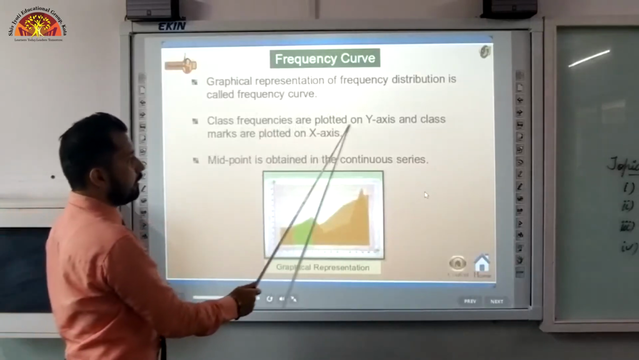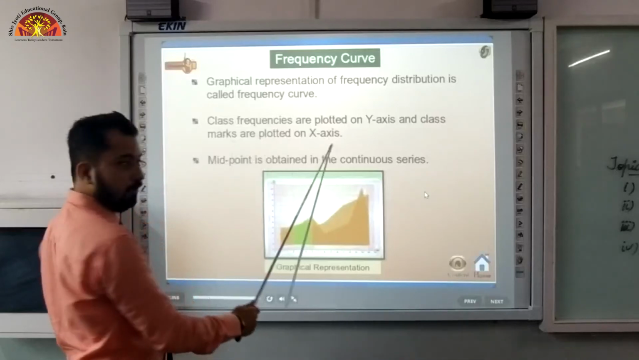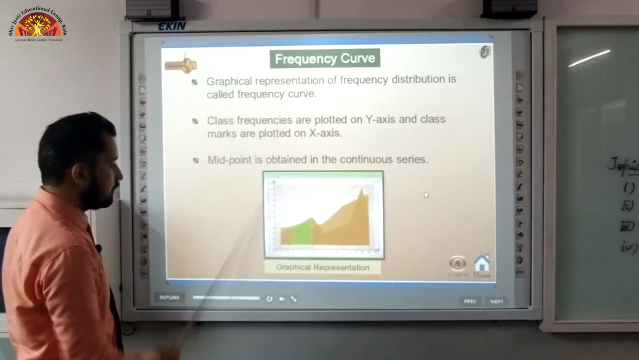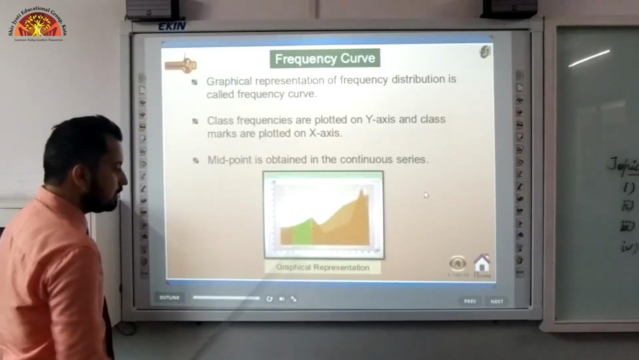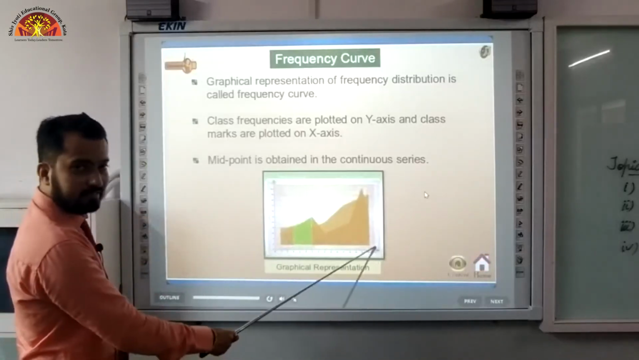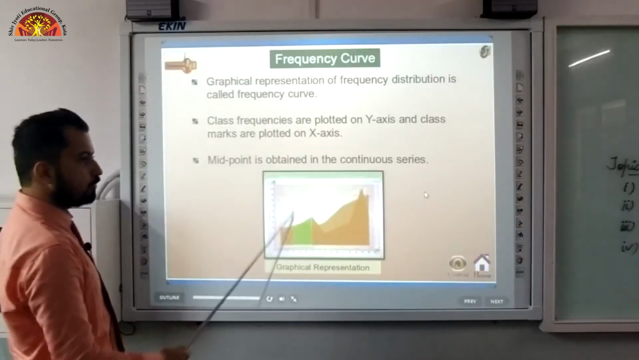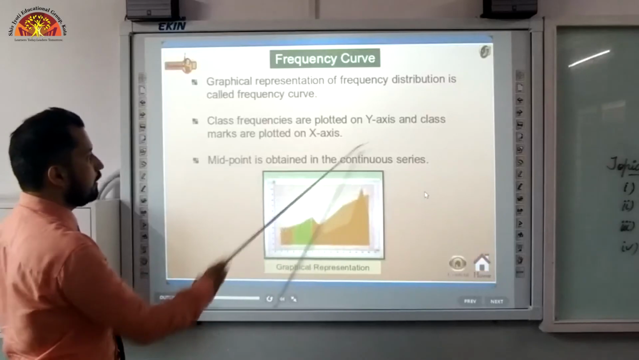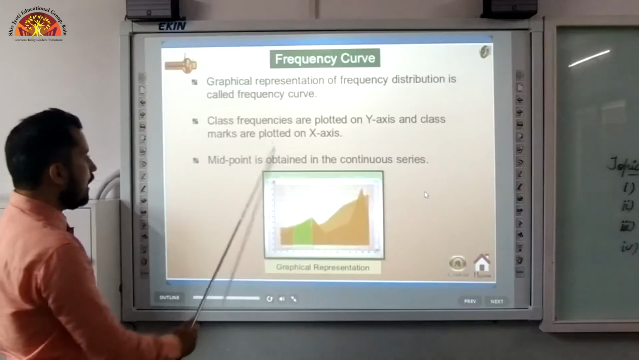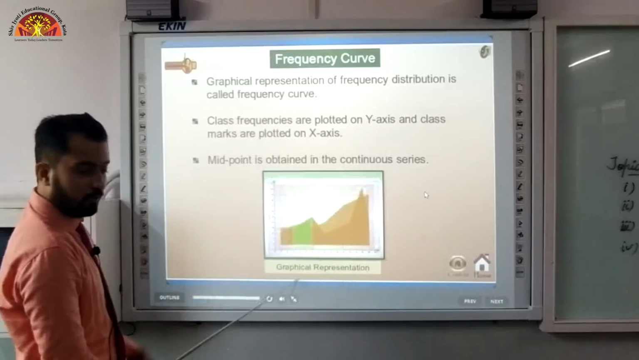Class frequencies are plotted on the y-axis and class marks are plotted on the x-axis. This you can see, children, there are two axes, the one lying down and the other standing. The lying one is known as the OX axis, and the standing one is known as the OY axis. So we have to plot the data similarly here, right?